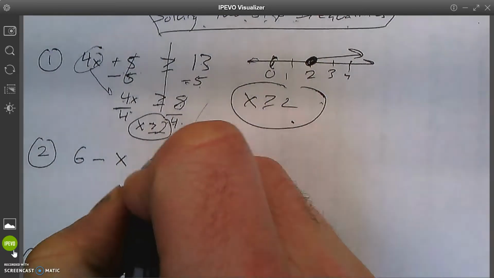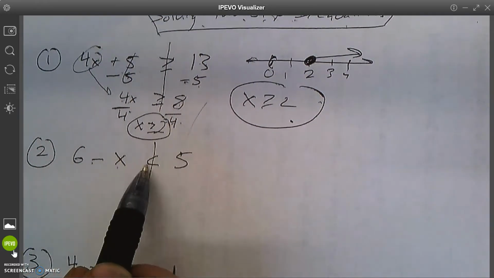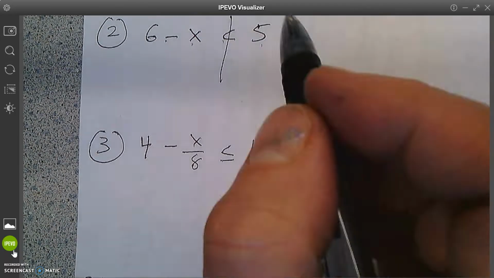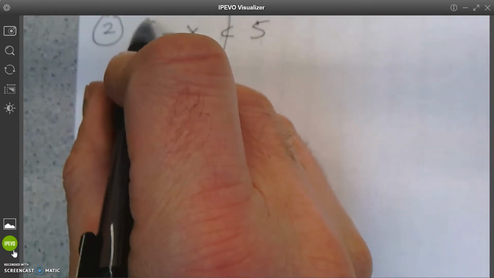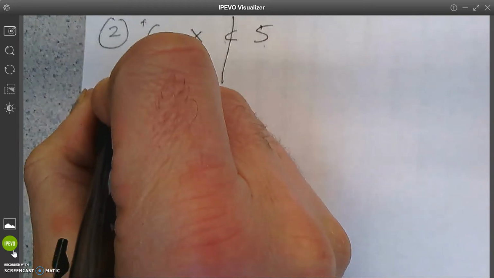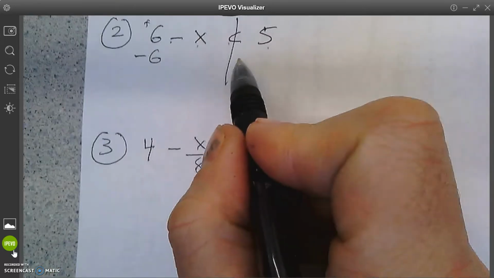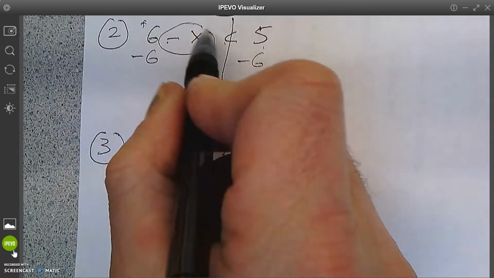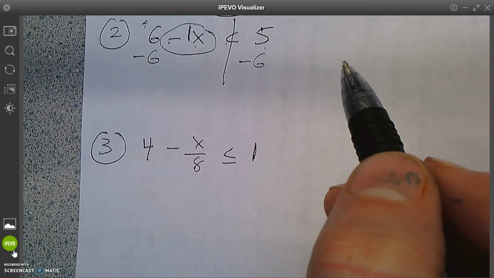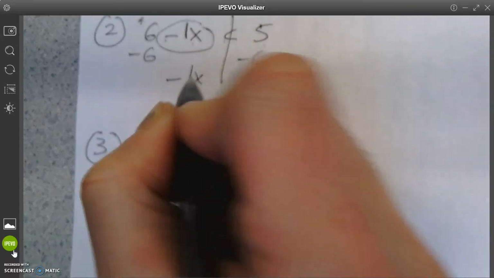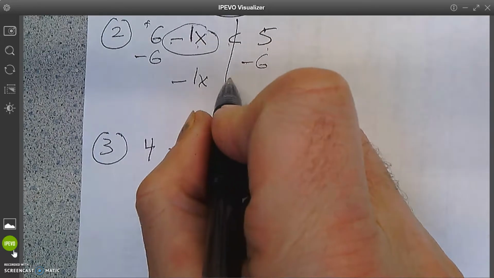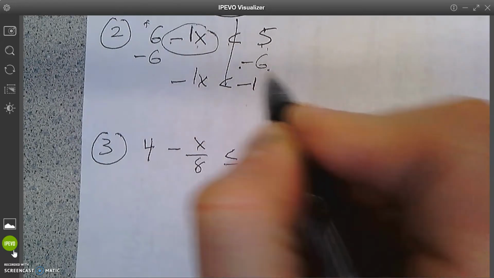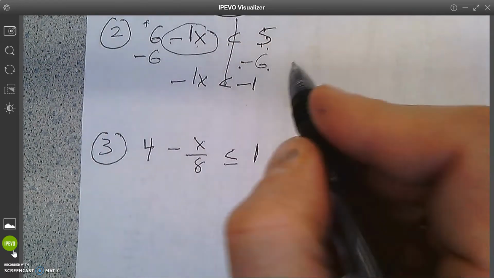Got it. All right, this one. 6 minus x is less than 5. A little more challenging for this one. So, first thing, what's the opposite of positive 6? That would be negative 6. So we subtract 6 on both sides, like that. Okay, what's left here? Negative x, but it's actually a negative 1x. Negative 1x is less than 5 minus 6, which is negative 1. 6 minus 5 is 1. 5 minus 6 is negative 1.